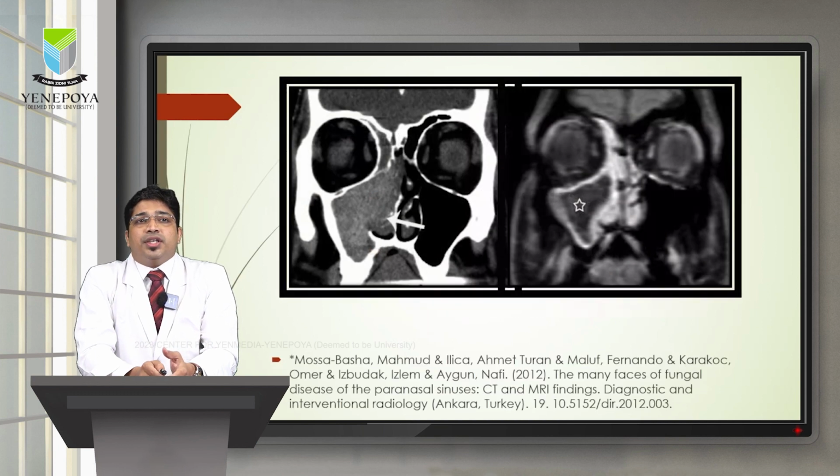We can see in this image the right maxilla which has been involved, showing hyperdensities within, which is marked by the star. We can see that it has expanded medially into the nasal cavity, and it has also superiorly extended into the anterior ethmoidal sinus and into the frontal sinus. But we see that the orbit is untouched, as well as the other side is absolutely normal.